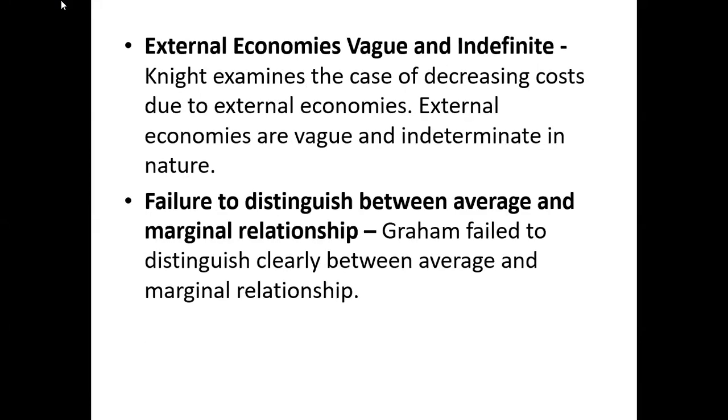Then external economies. The concept of external economies is vague and indefinite. Knight examines the case of decreasing cost. According to Knight, the reason for the decreasing cost is due to external economies, economies that are external to a firm or internal to an industry. However, there may be some firm in other industry for which the benefit of external economies is so large that it may emerge as a monopoly firm in the industry. Thus, again, Graham's view is falsified because it is based on the assumption of perfect competition.